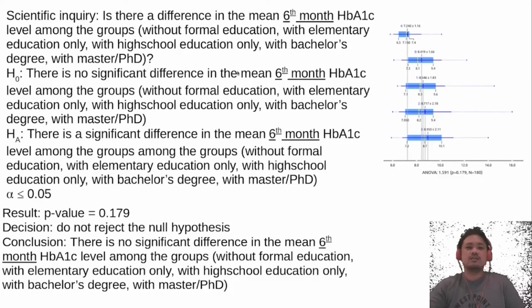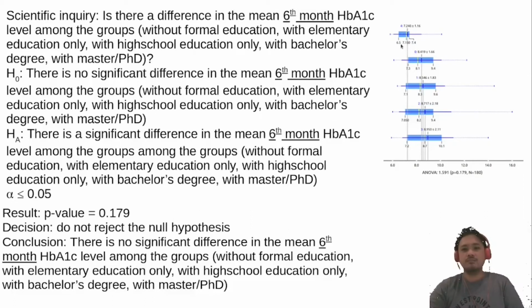Next, is there a difference in the mean HbA1c level among the groups after 6 months? You can see here in our box plot, this is group 4. The group that has finished Masters or PhD has lower average HbA1c in comparison to the rest of the groups. However, is there a significant difference in this comparison? The answer to that is no, because the p-value is 0.179, which is bigger than our alpha. We will not reject our null hypothesis. We can conclude that there is no significant difference in the mean 6-month HbA1c level among the groups.